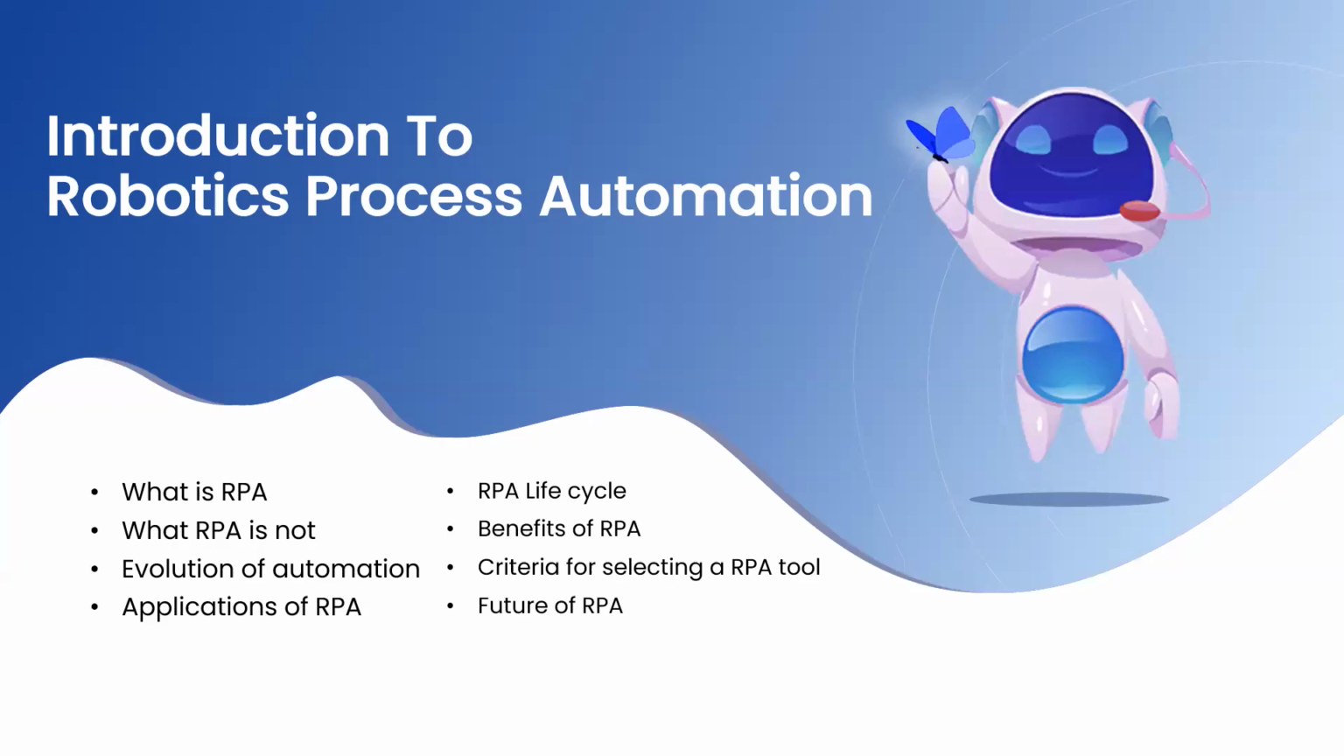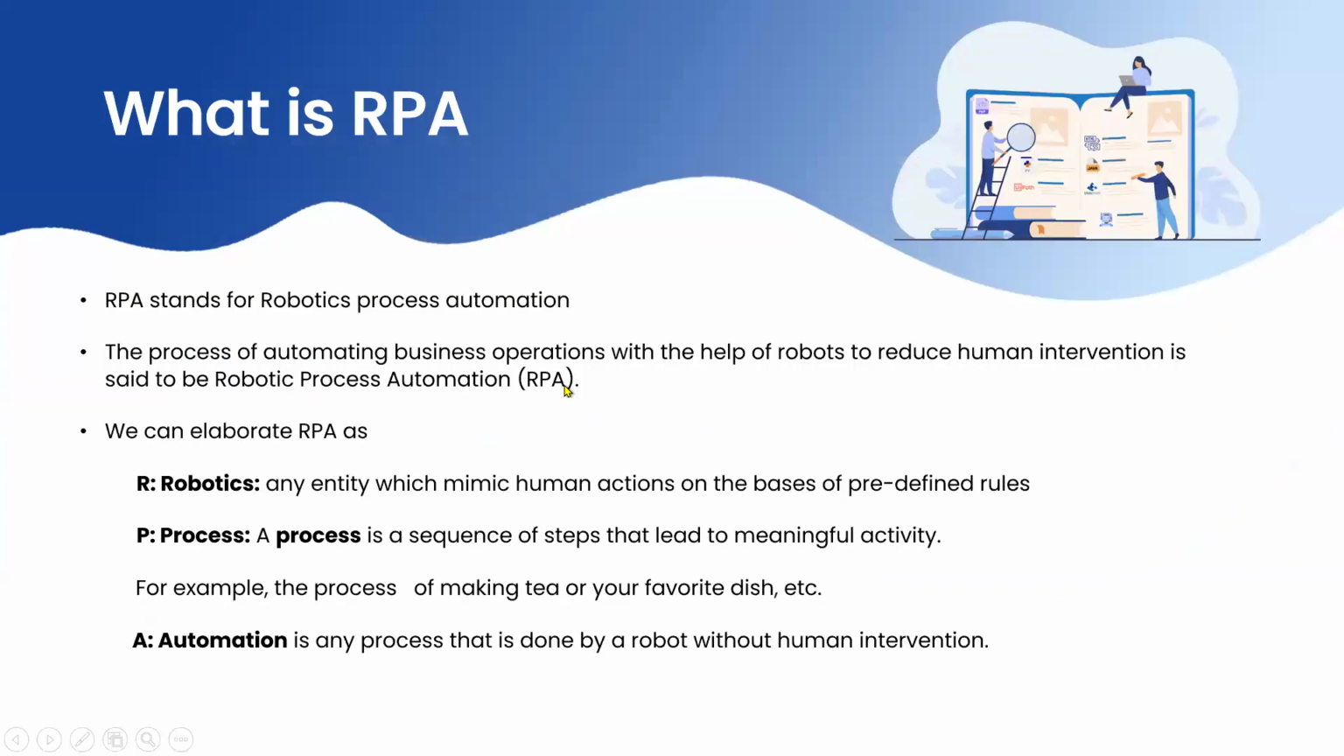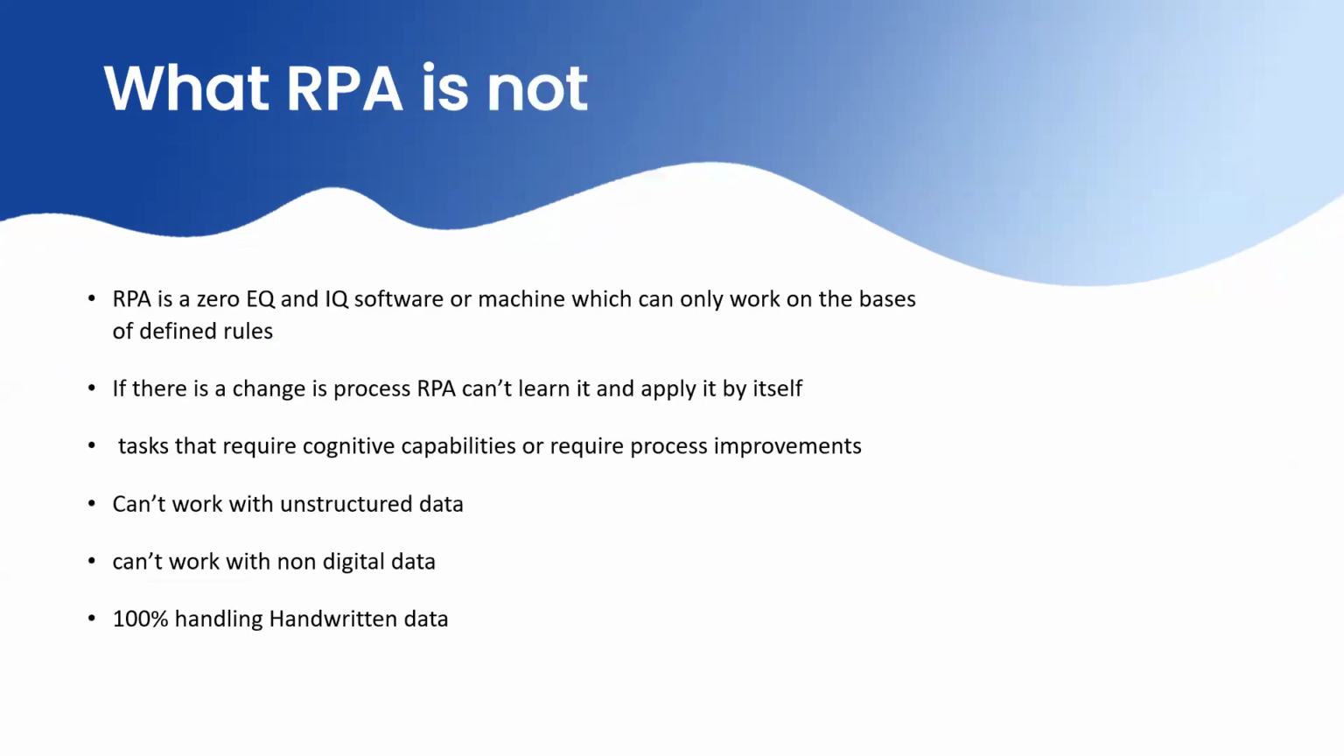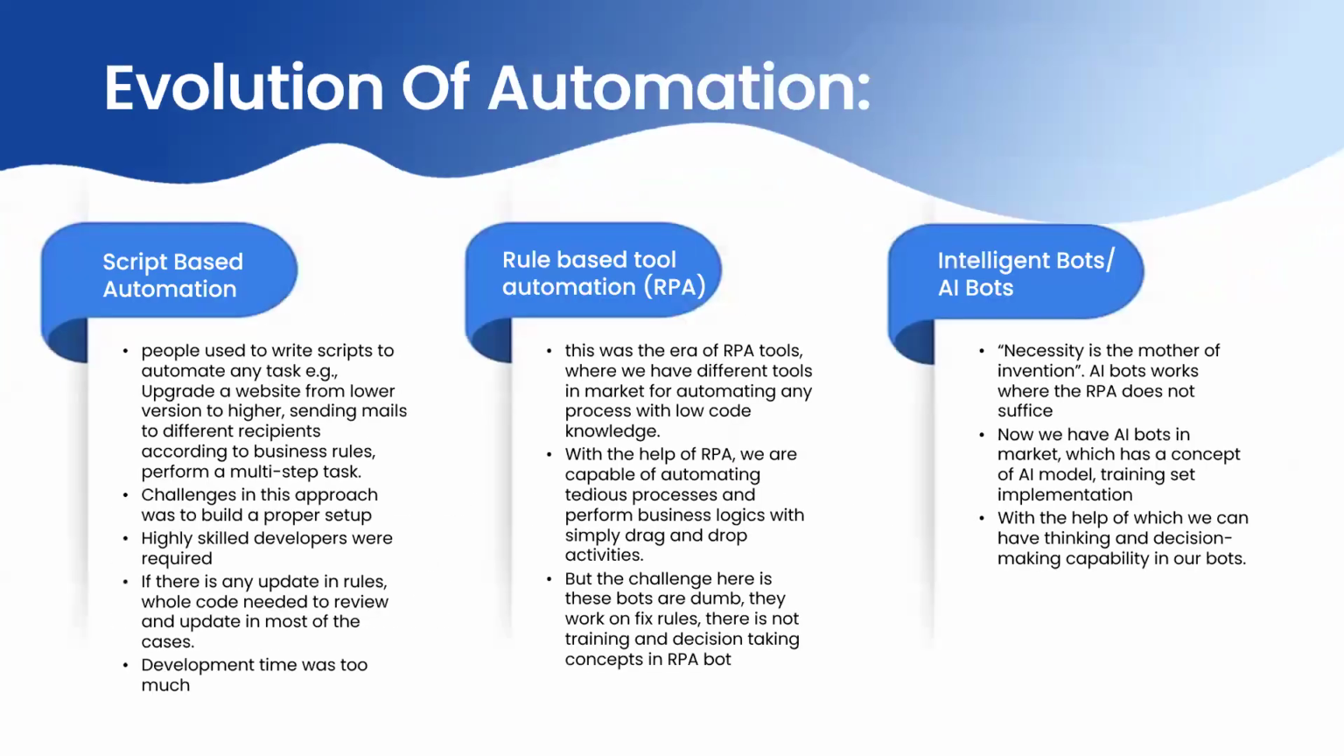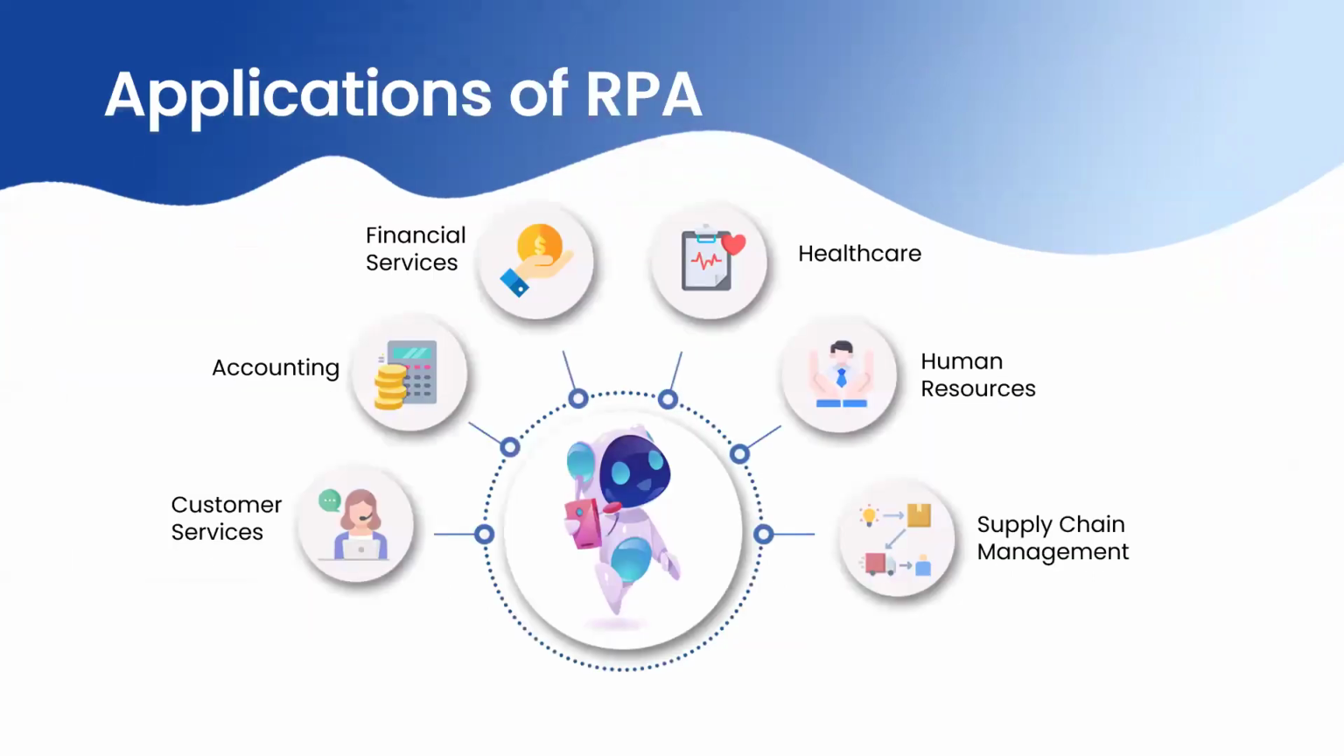Okay, so let me take you to one tool. What we saw in our last session was what is RPA, robotic process automation, what its definition is, what robotic stands for, what process stands for, what automation stands for. Then we saw what is not an RPA. Then we saw the evolution of automation from scripts to intelligent bots. Then we saw the application of RPA.